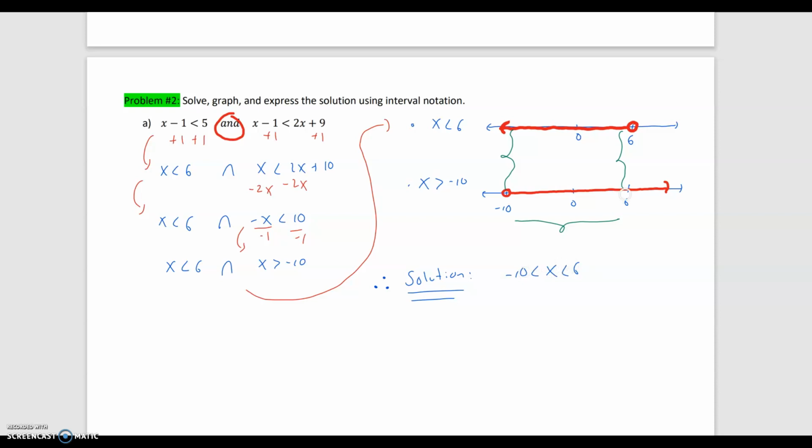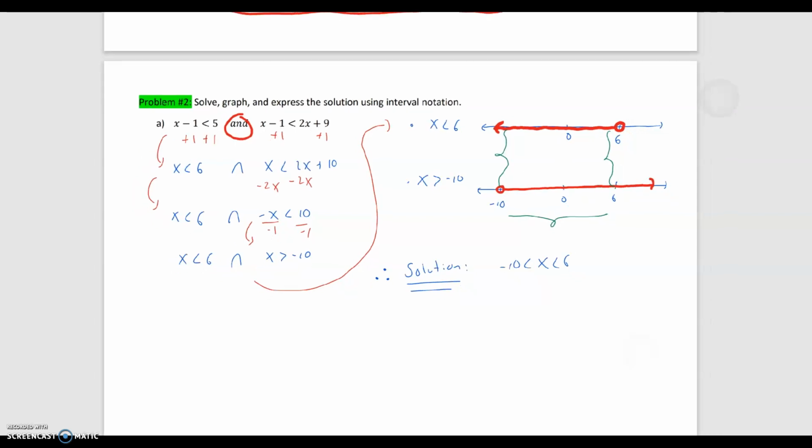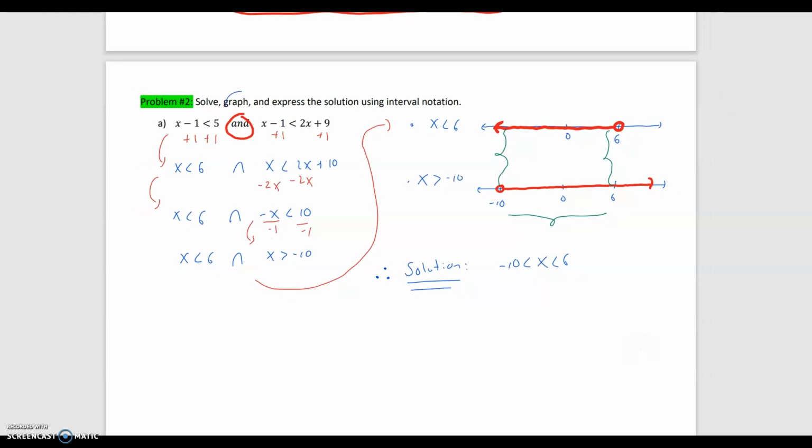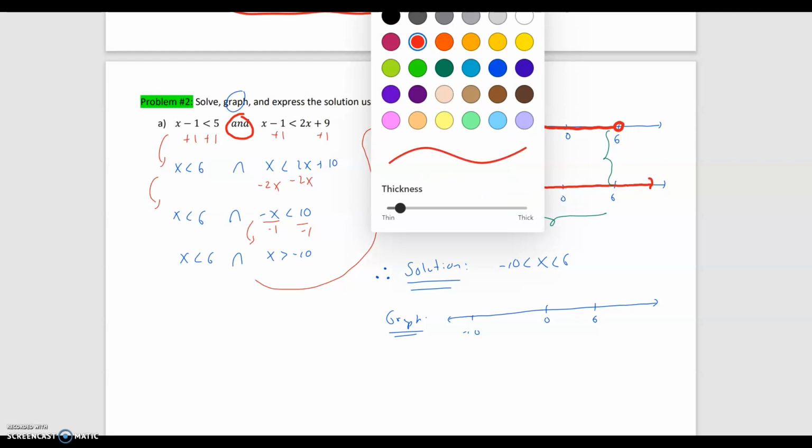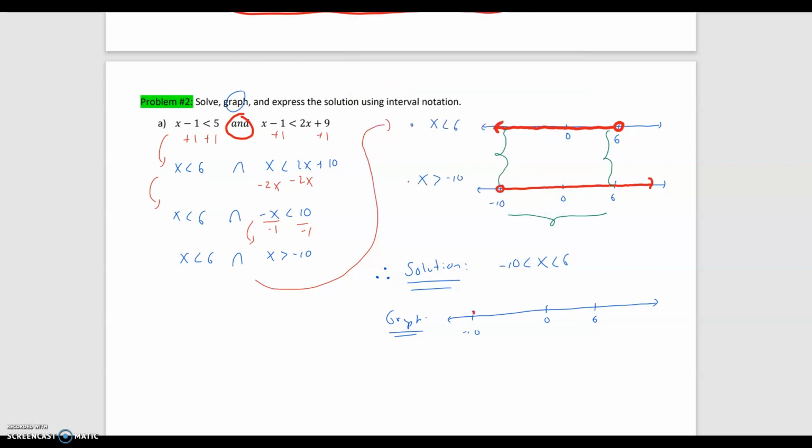And I'm putting them as less than because technically it's not included here. It is here, but we're looking at which values don't match. So to the left of 6 and to the right of negative 10. They want the graph. So in this case, let me put the graph. So this is 0, 6, negative 10. And the solution for this one is the intersection of those two. So open circle on the edges. And that's our solution.